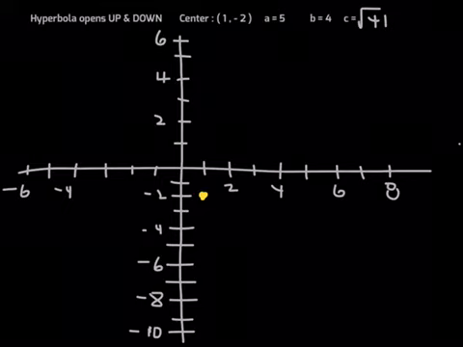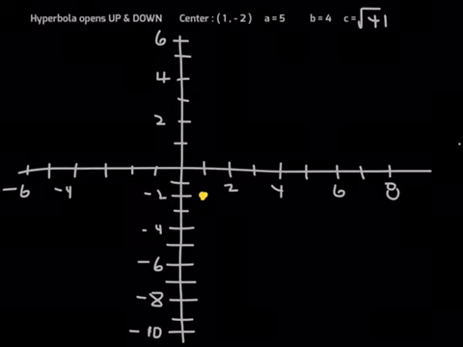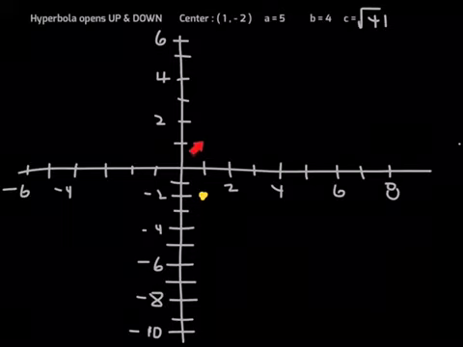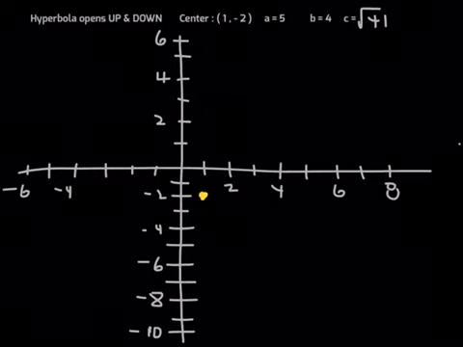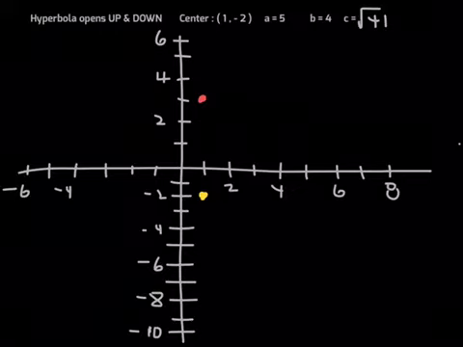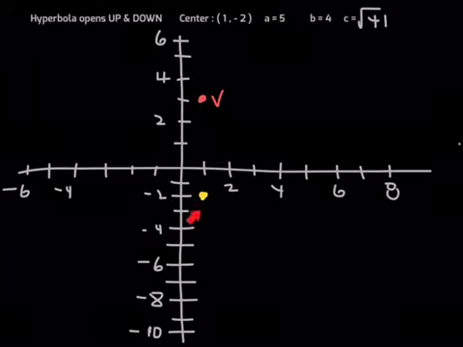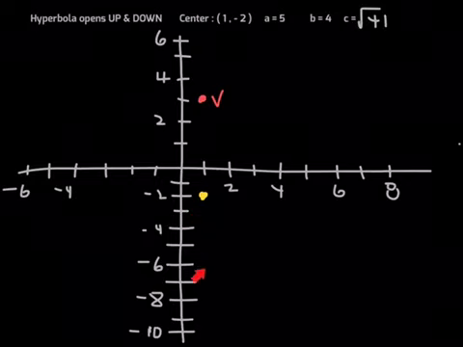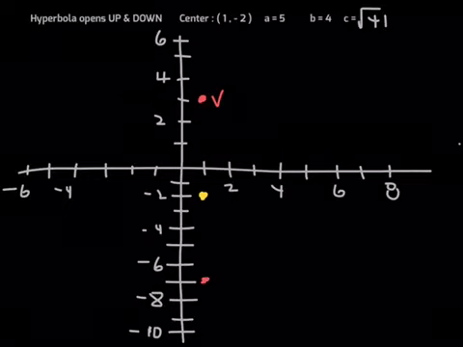So let's do that. This is the point (1, -2) right here, and I want to go up 5 units. If I go up 5 units from this point, I end up at, let's see, 1, 2, 3, 4, 5. I ended up at (1, 3). That's a vertex. If I go down 5 units from my center, I'll end up at (1, -7), about right here. That's the other vertex.